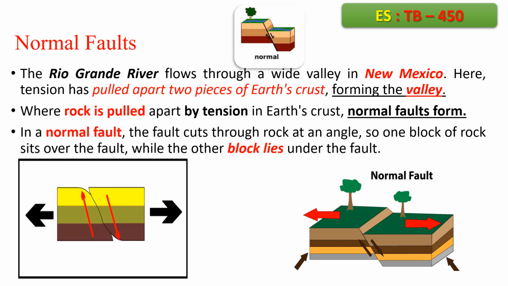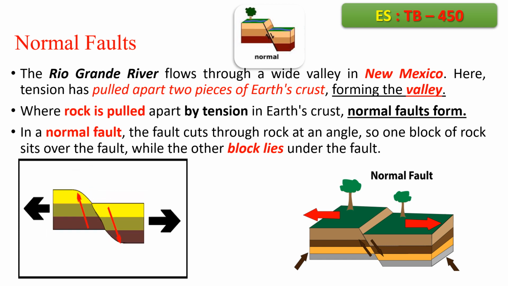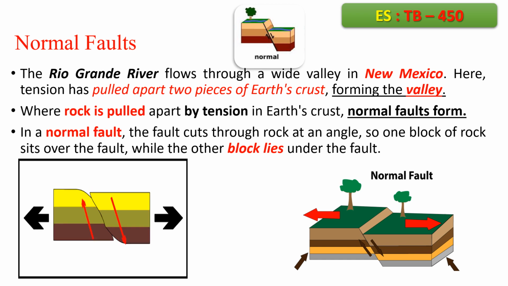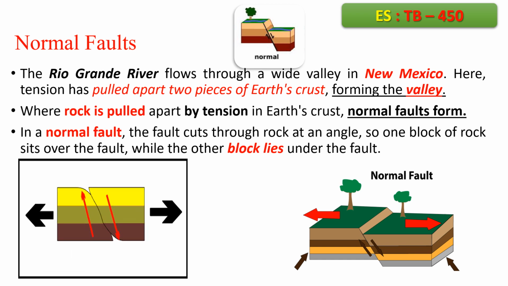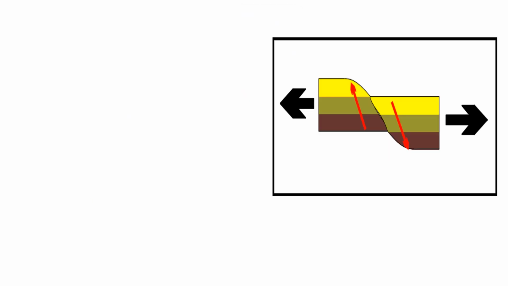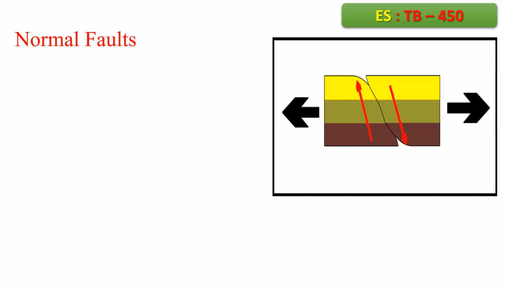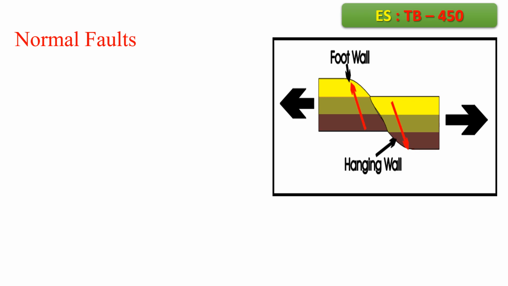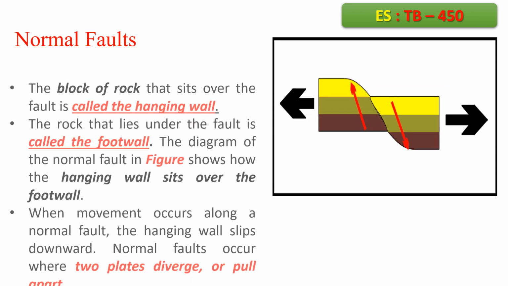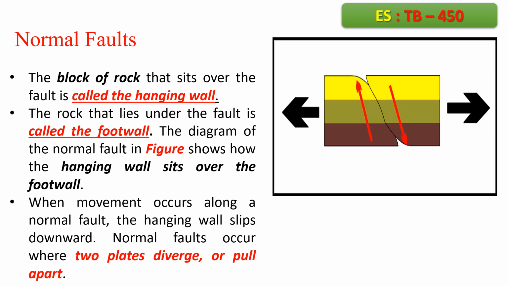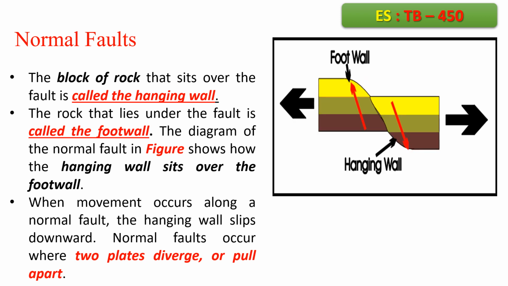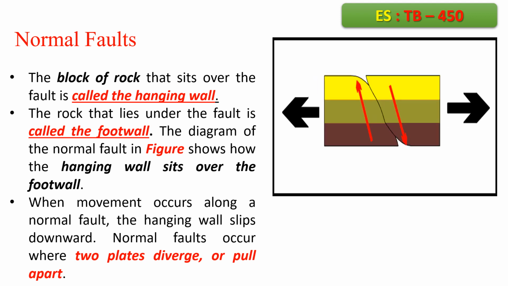In a normal fault, the fault cuts through rock at an angle, so one block of rock sits over the fault while the other block lies under the fault. In normal faults, the block of rock that sits over the fault is called a hanging wall. The rock that lies under the fault is called a footwall. The diagram of the normal fault in the figure shows how the hanging wall sits over the footwall.